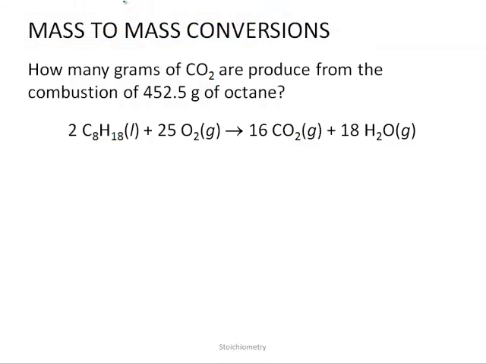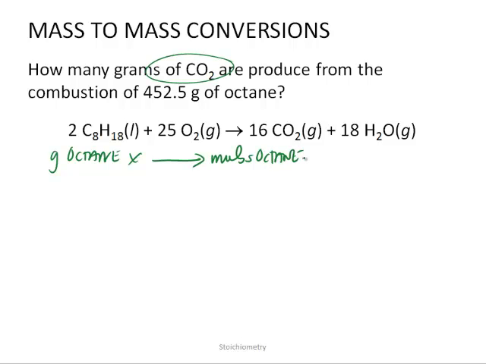Well, let's think of a game plan. Okay, we're going to go from grams of octane, C8H18, to moles of octane. And then since we're after carbon dioxide, we're going to convert that to moles of CO2 using our balanced chemical equation. So we look here and we can see that 16 moles of carbon dioxide are produced from 2 moles of octane. And then finally we can go to grams of CO2.